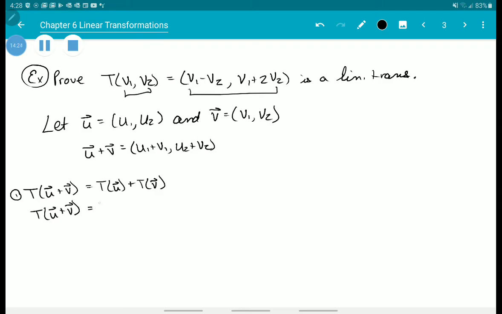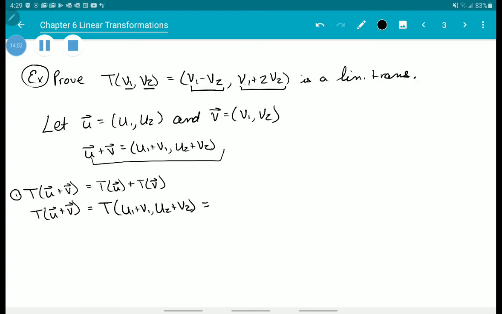So we want to do the transformation for that sum. I'm going to write this using this notation: (U1 plus V1, U2 plus V2). Now think about what this transformation is saying. Under this transformation, here are my first and second components. My new first component would be the difference of the two. My new second component would be the first component plus 2 times the second. So let's write that in here.